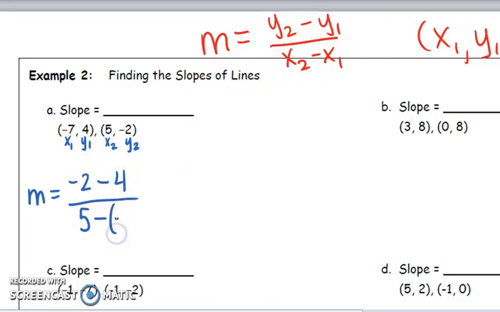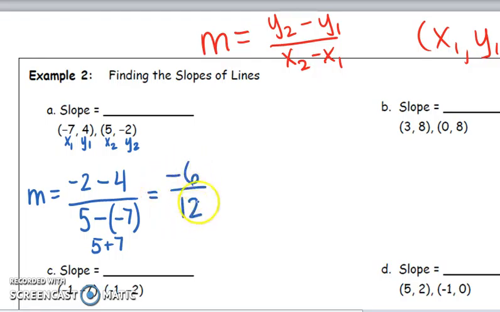So when I minus a negative 7, it's a good idea to use parentheses since we have two negative signs in a row. So let's reduce this. Negative 2 minus 4 comes out to be negative 6, and 5 minus negative 7, remember that when you subtract a negative, that's the same thing as adding. So I'm really doing 5 plus 7, and 5 plus 7 is 12.